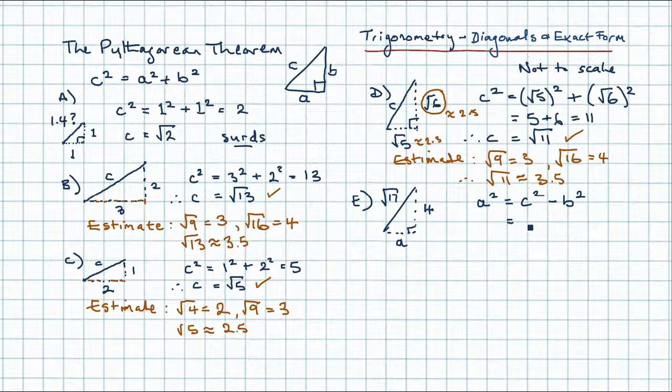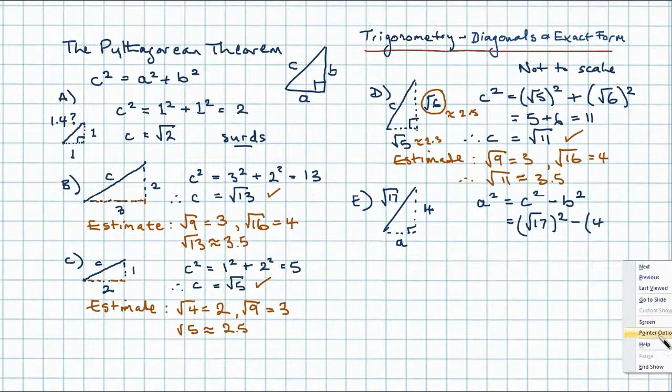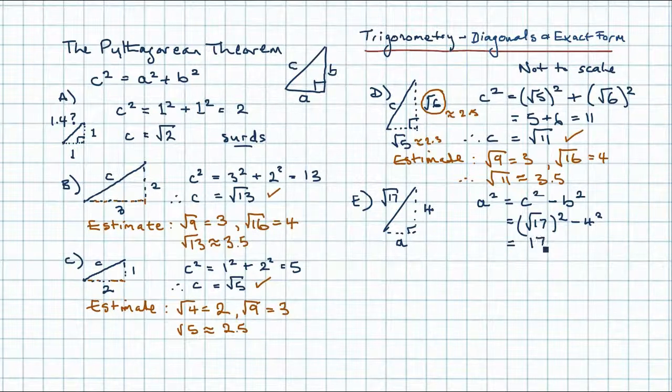C squared is going to be root 17 squared, minus B squared. Well, B is 4, so that's 4 squared. Don't need brackets for this one. And if we just sort this out, root 17 squared is 17, minus 16. So A squared, well, that works out very nicely. A squared is equal to 1. Well, the square root of 1 is simply 1. So therefore, A equals 1.